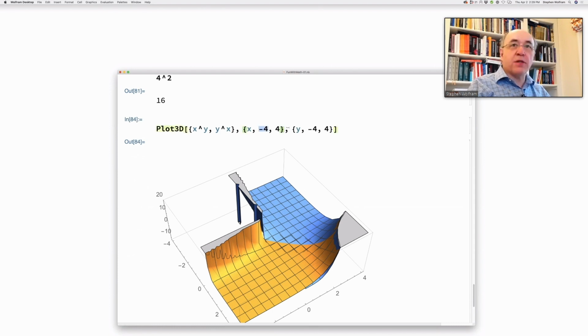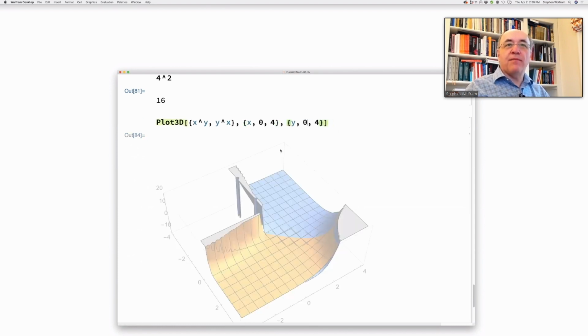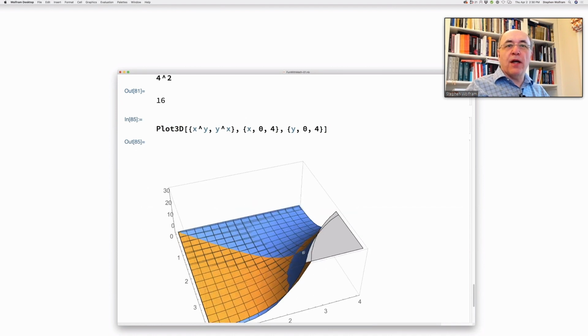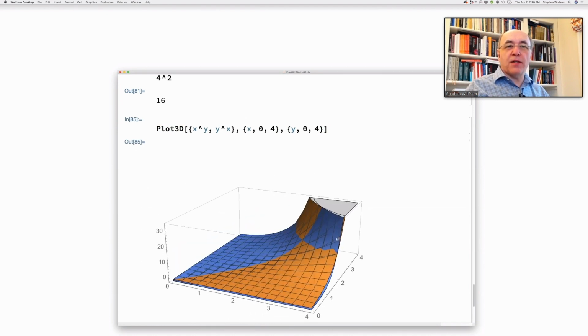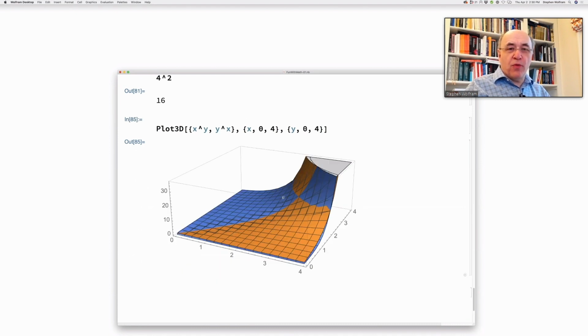Let me do this. I messed something up here. Okay. Oh, that's cool. All right. So it's a little hard to understand what's going on here, but the place where there's that result, where x to the y is equal to y to the x, is right at that point there.